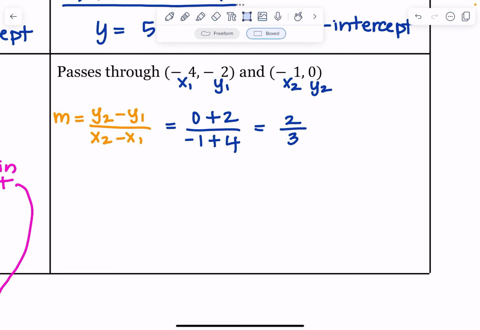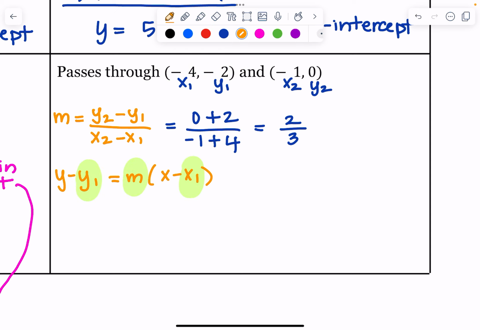All right, so we have our slope, and then I'm going to use point slope form: y minus y1 equals m times x minus x1. Again, you can plug in x1 and y1 or x2 and y2. I'm going to do the second one just to show you that you can use 2 here as well. So this would be y minus 0 is equal to 2/3 times x minus negative 1.